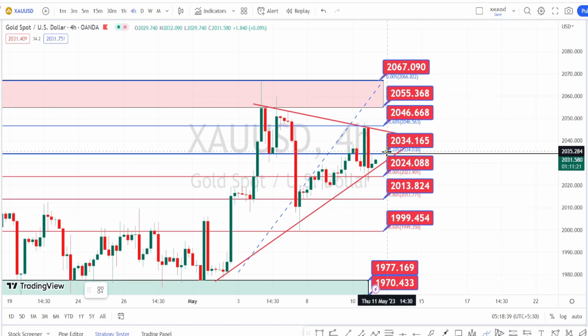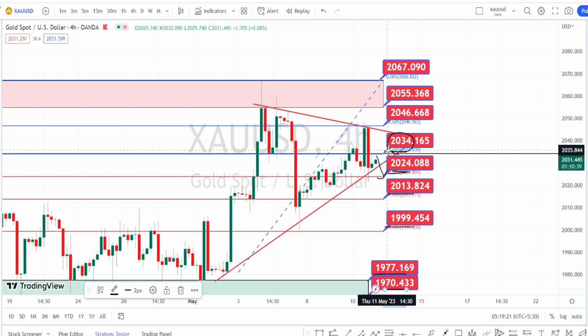And when we look at the support and resistance levels, currently the price action is trading between the resistance level of 2034 and support level of 2024. And if the price action gets rejected at the resistance level of 2034 and falls on the bearish side retracement, the immediate support is going to be around 2024, 2013, 2009 or 2000, 1977 and 1970 on the bearish side.